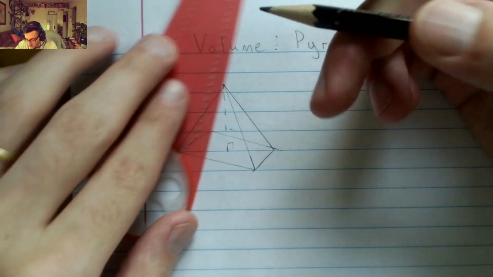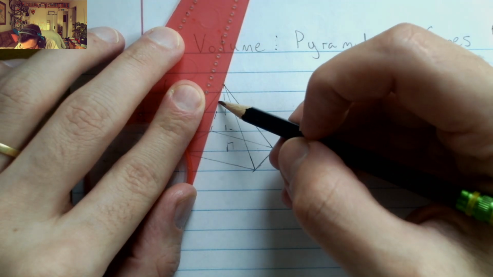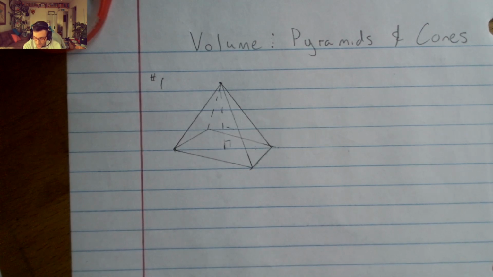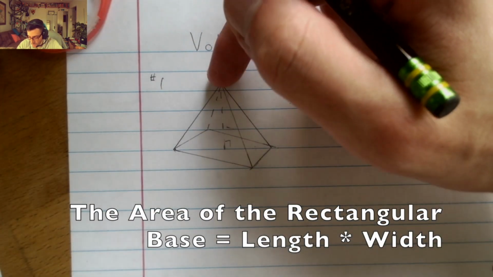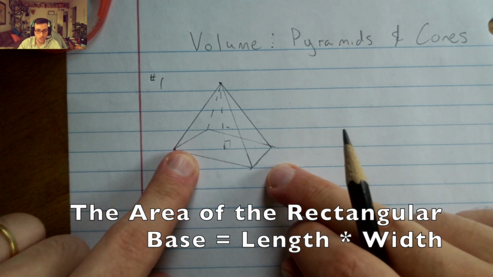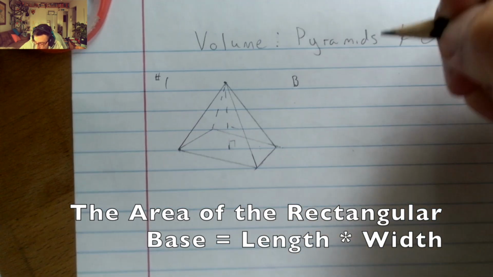This front section we're going to be able to see, and this back is going to be technically invisible, and we're going to use just the dotted lines. So here we have what we can describe as a rectangular pyramid. We have a single vertex on the top. We have a base that we can measure. This particular base that we're going to measure is going to be a rectangle.